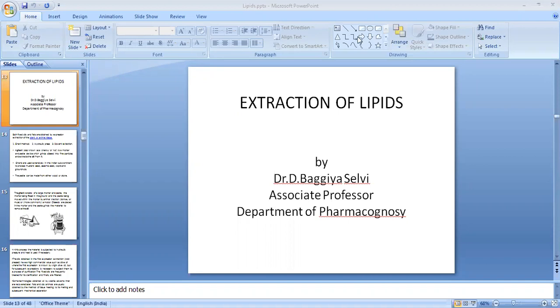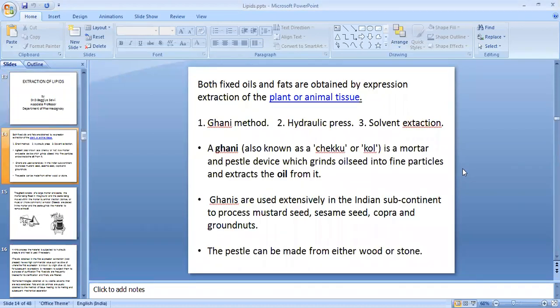Good morning. Today we will see about the extraction of lipids. In the last presentation, we have seen about the introduction to lipids. And here, when you just see the fixed oils and fats, they are extracted by expressing the plant and animal tissues.